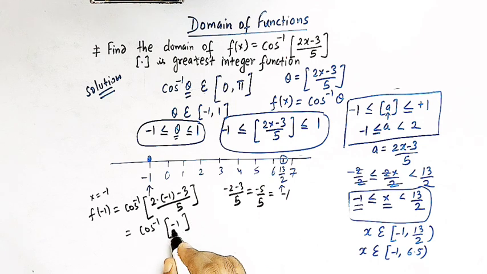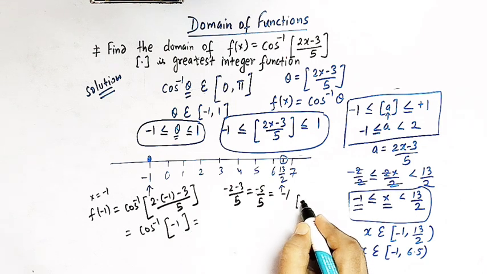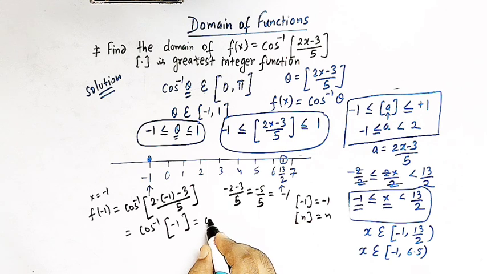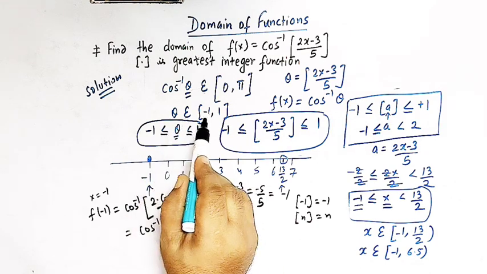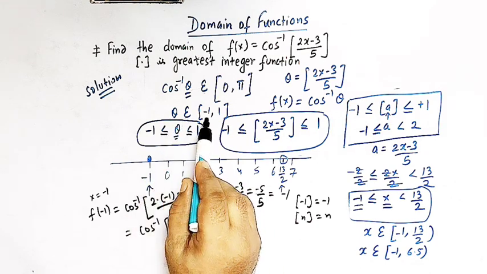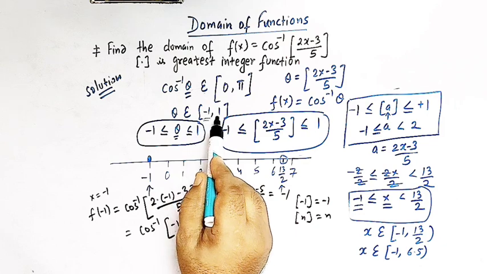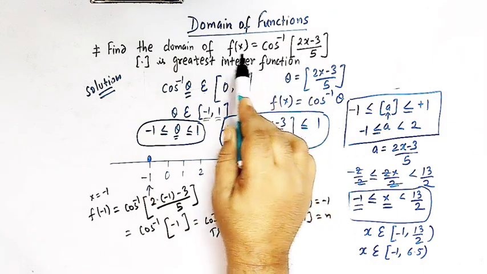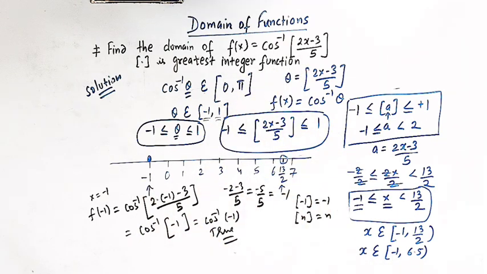So here we have greatest integer of -1, and greatest integer of -1 is -1, right? Because the greatest integer of any integer is the integer itself. So here we have cos inverse -1, which is valid, because theta belongs to this interval, that is -1 to 1, and here -1 and 1 both are included. So x is equal to -1 is in the domain of the function f of x.